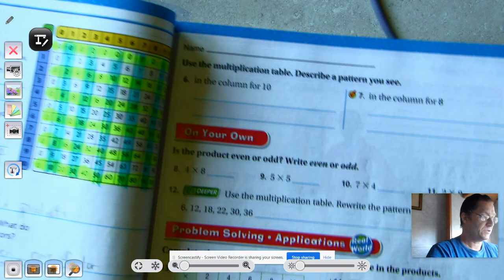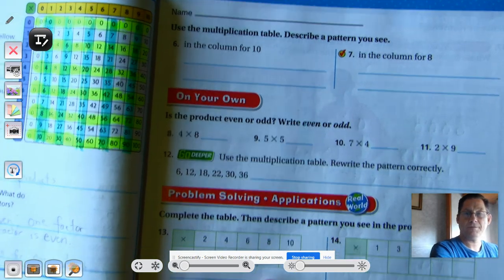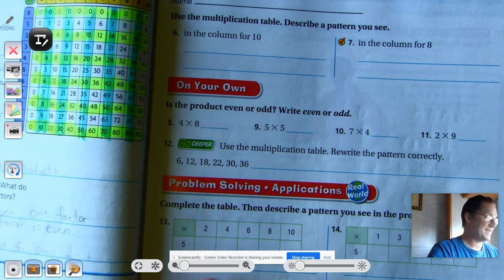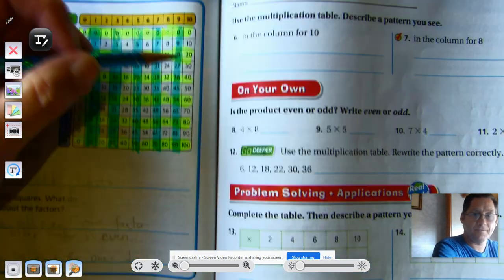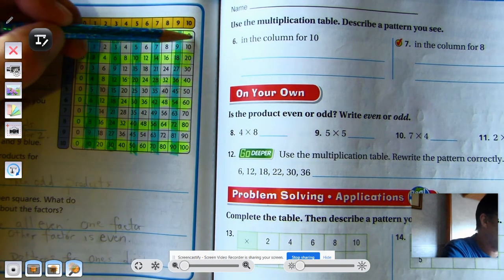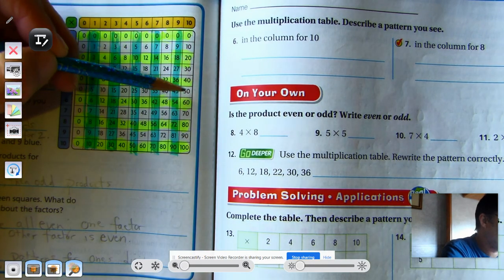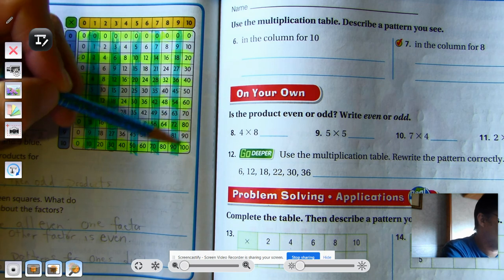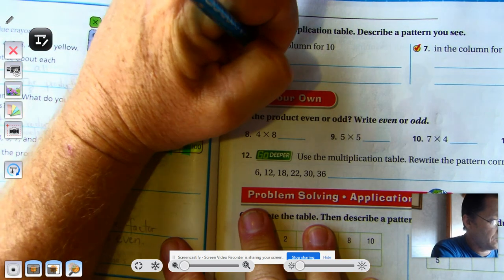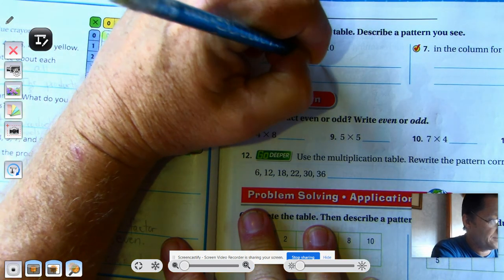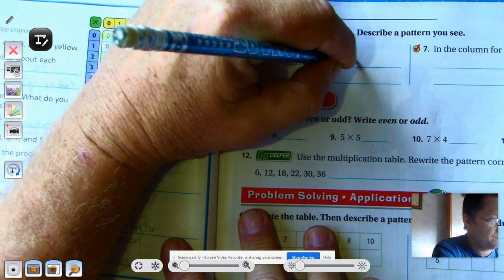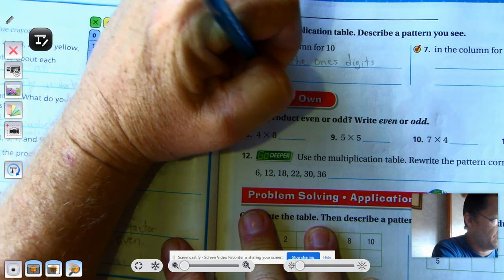All right, use the multiplication table and describe a pattern you see in the column for 10. So if you look at the column for 10, I notice it goes 0, 10, 20, 30, 40, 50, 60, 70, 80, 90, 100. All the ones digits are 0.